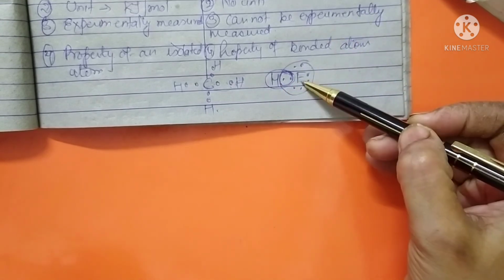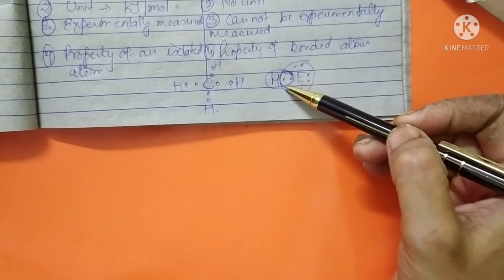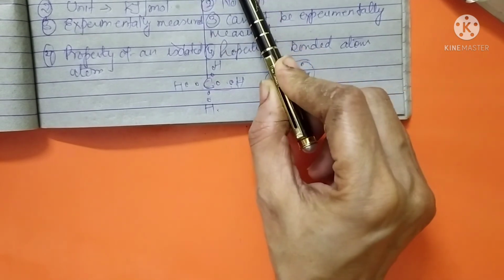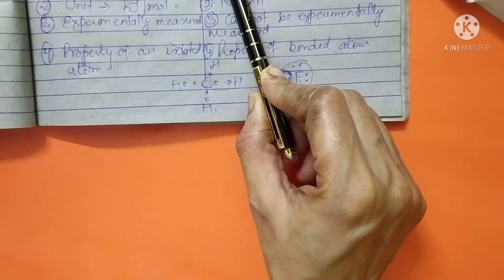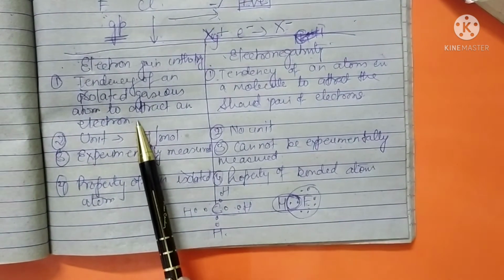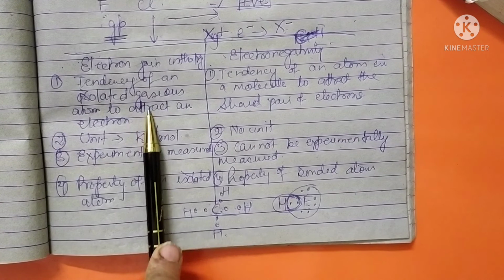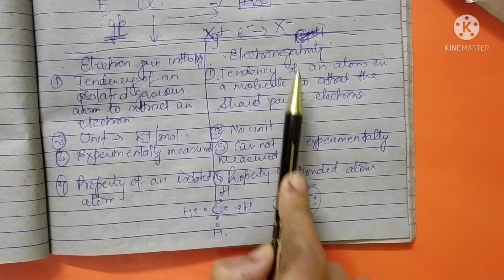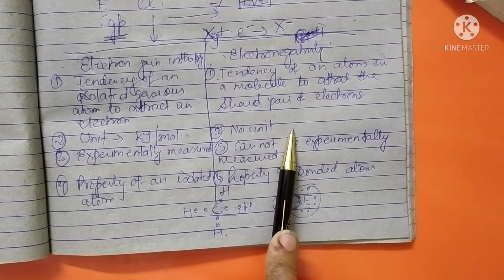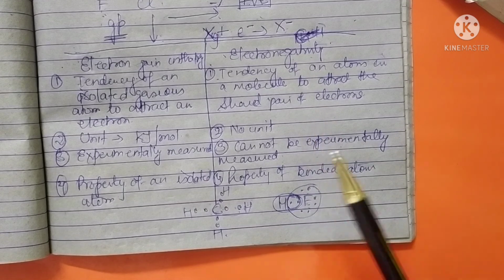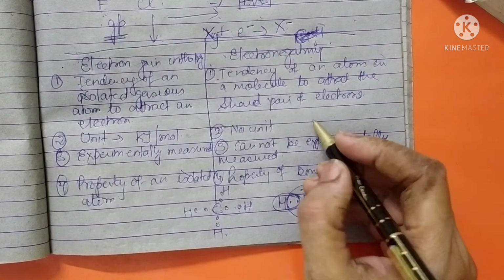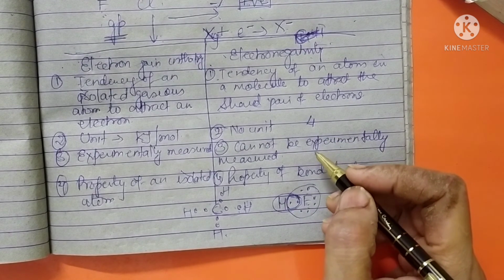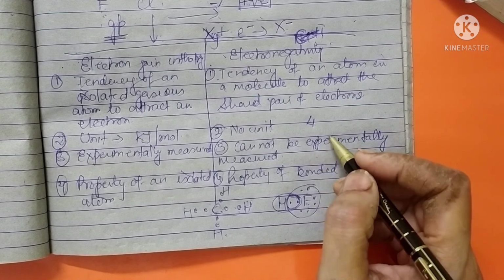So in case of electronegativity, we are talking about an atom in a compound, whereas in case of electron gain enthalpy, it is only for an isolated gaseous atom. So this is the first difference. Another difference is that electron gain enthalpy has a unit, kilojoule per mole, whereas electronegativity does not have any unit, it is only a number. For example, fluorine has the maximum electronegativity, and its value is 4 on the Pauling scale.